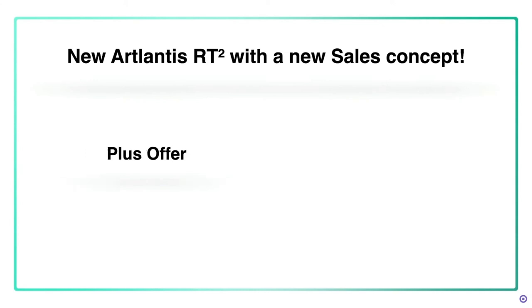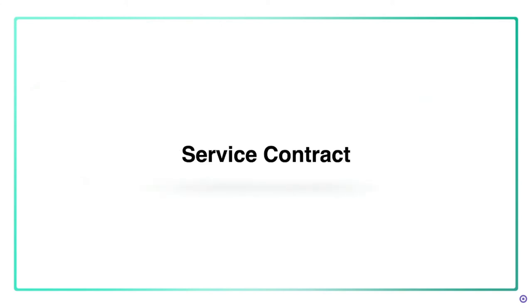The second point as a new sales concept is the Plus offer, which is completely new. So let us review what it contains. It contains a perpetual license of Artlantis RT and services grouped in the Silver service contract. Being completely new, let us review what this service contract includes.